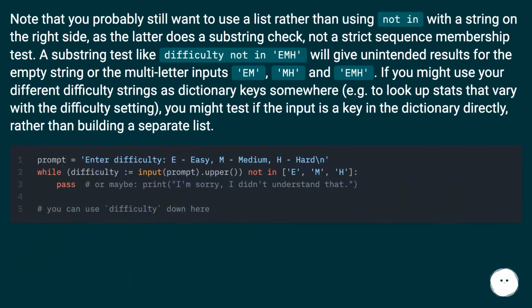Note that you probably still want to use a list rather than using not in with a string on the right side, as the latter does a substring check, not a strict sequence membership test. A substring test like difficulty not in will give unintended results for the empty string or the multi-letter inputs, like EM and MH. If you might use your different difficulty strings as dictionary keys somewhere, for example to look up stats that vary with the difficulty setting, you might test if the input is a key in the dictionary directly, rather than building a separate list.